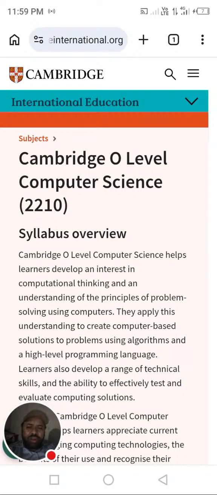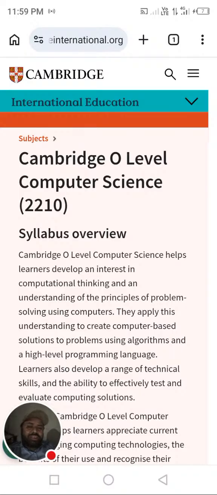And today I am going to give you an overview of the syllabus. I will guide you through it. I hope this will help you get a good grade. Okay, so first of all, today's lecture is going to guide you on what the syllabus of 2210 is, and the syllabus is for the exam 2026 to 2028.